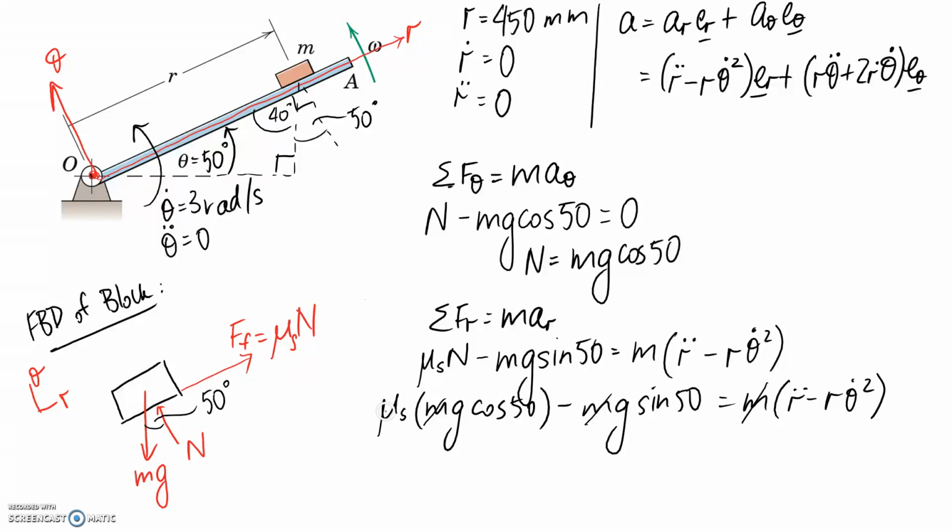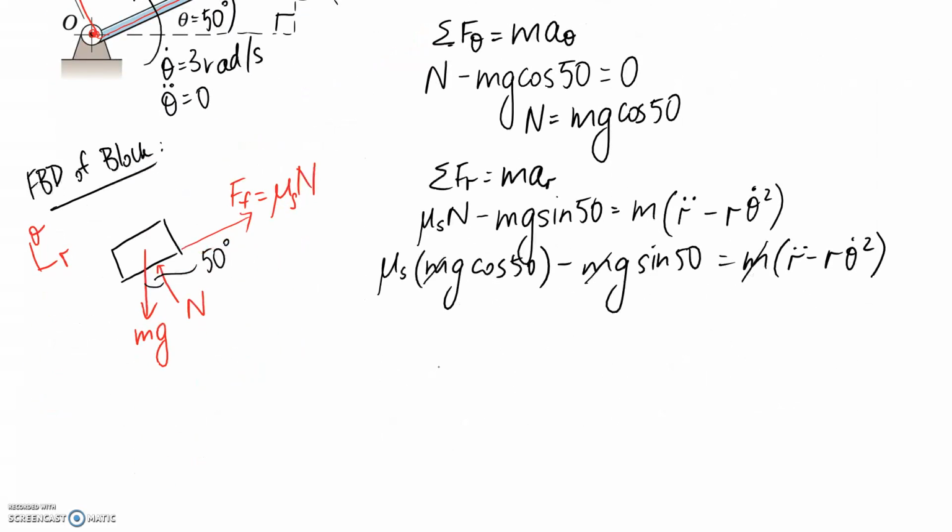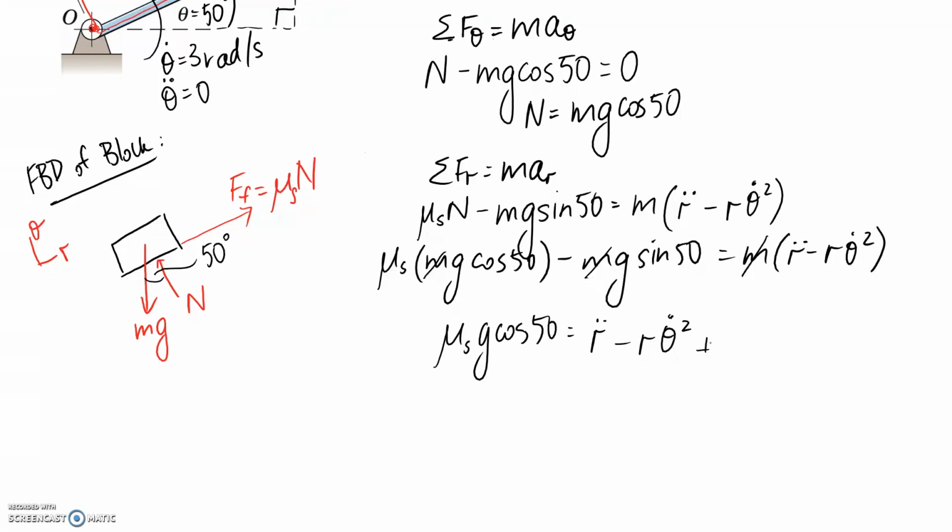Now we're going to need to rearrange this for mu s on its own, so let's go ahead and do the first step of that. On the left hand side I'm just going to leave the term with mu s in it and move everything else to the right hand side. And that's what I get. And now to solve for mu s, we just need to divide by g cos 50.